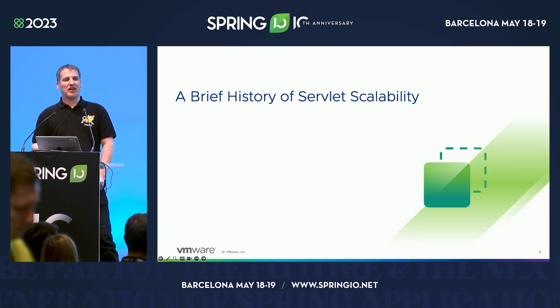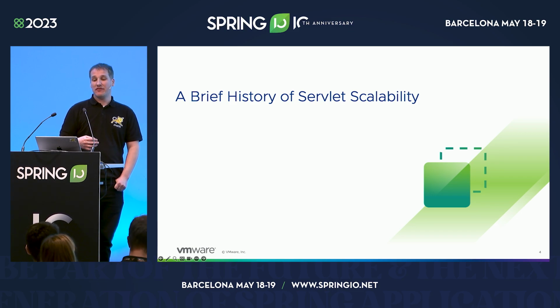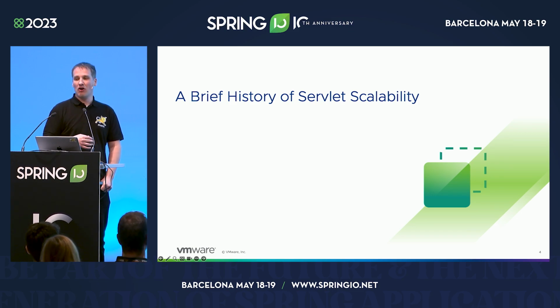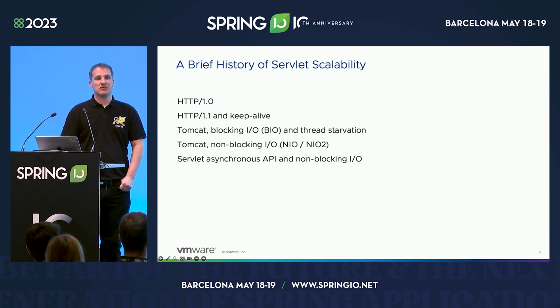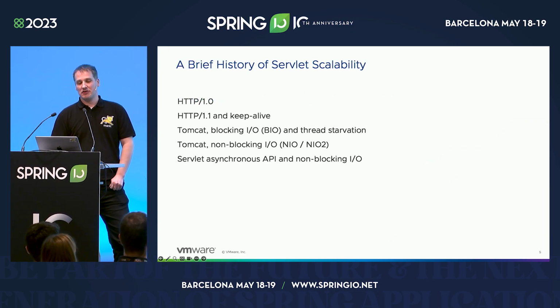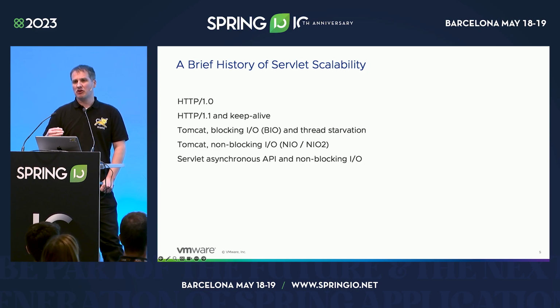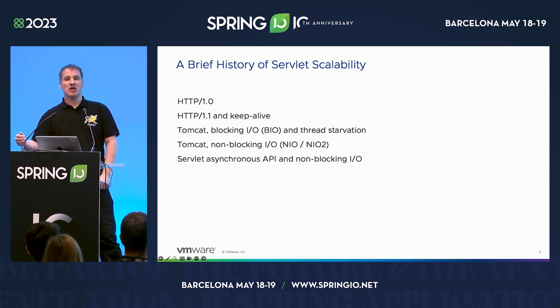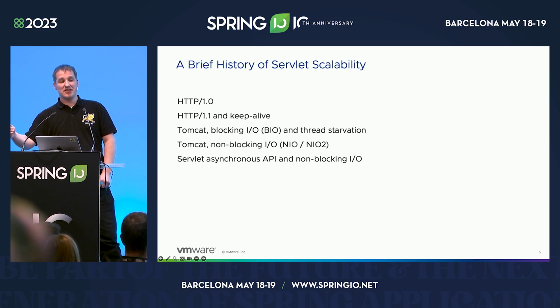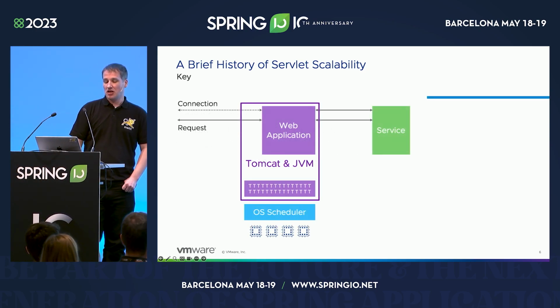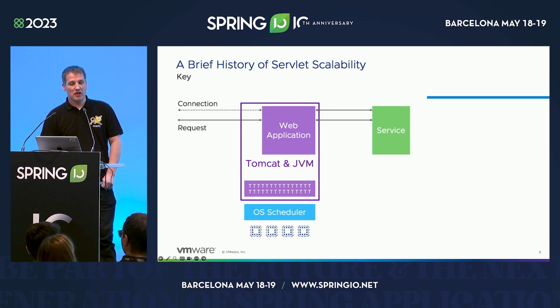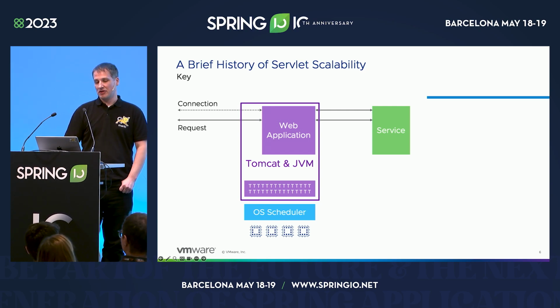Well, in order to put that in context, I want to do a brief history, and don't worry, it will be brief, of servlet scalability. So we're going to go all the way back to the mid to late 90s and HTTP 1.1, and then look at the key changes that we've had over time so we can see where virtual threads fit into those changes. And to do that, I'm going to do it with this example simple web application.